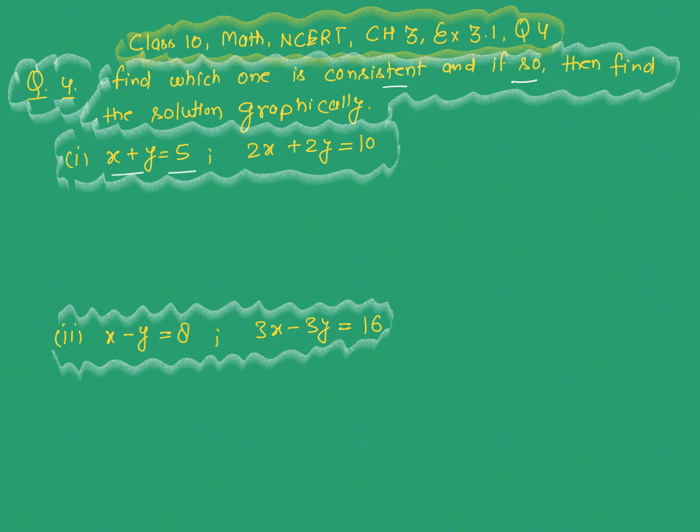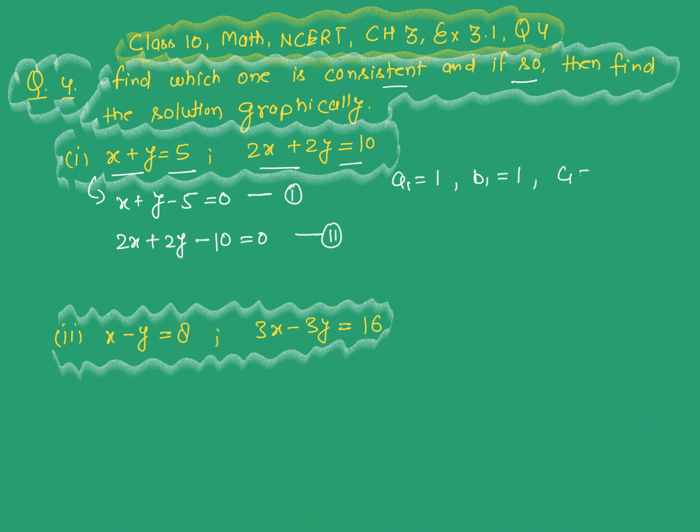तो पहली equations को देख लेते हैं and we can simplify it, can write it like x + y - 5 equals 0, and this is the first equation. Second equation 2x plus 2y minus 10 equals 0, right? So if we write, a1 is 1, b1 is 1 and c1 is -5. We don't even need to find out c1 upon c2 because we just need to find out if it is consistent or not. So a2 would be 2, b2 would be 2, right?